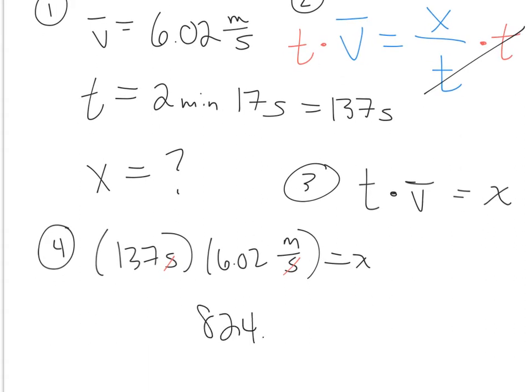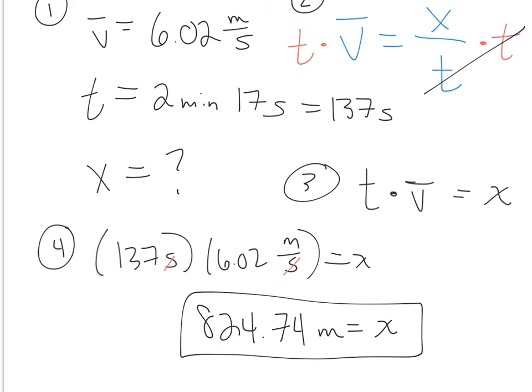824.74. Point what? 74. And my only leftover unit in this problem was right here: meters. The only units left over were meters. So at this point I know that my answer is in meters. How else do I know that my answer is in meters? This is your displacement. Because it's the displacement. Displacement is a measurement of length or change in position.